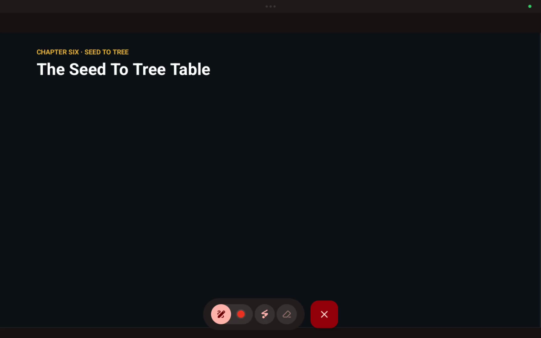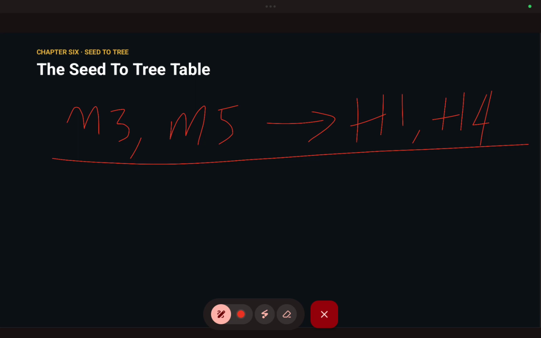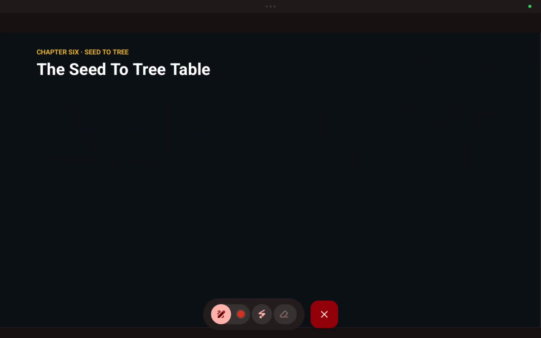But in the table we have, if you want to plant a seed on the M3, which is the 3 minutes time frame, or the M5, which is the 5 minutes time frame, you should seek to take your harvest on the H1, which is the 1 hour time frame, or on the H4, which is the 4 hour time frame. So you plant your seed here, seek to take your harvest here or here. Either of them can work for you.